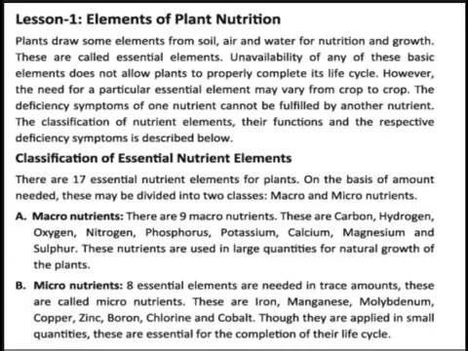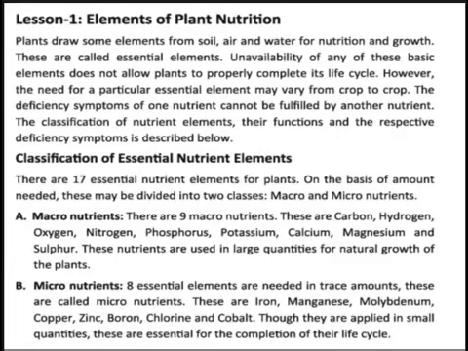However, the need for a particular essential element may vary from crop to crop, and different crops need different essential elements. The deficiency symptom of one nutrient cannot be fulfilled by another nutrient. That means if one crop needs oxygen and I supply nitrogen, it will not be fulfilled by another nutrient. So that is why we are discussing the classification of nutrient elements, their functions and the respective deficiency syndrome. Classification of essential nutrient elements.